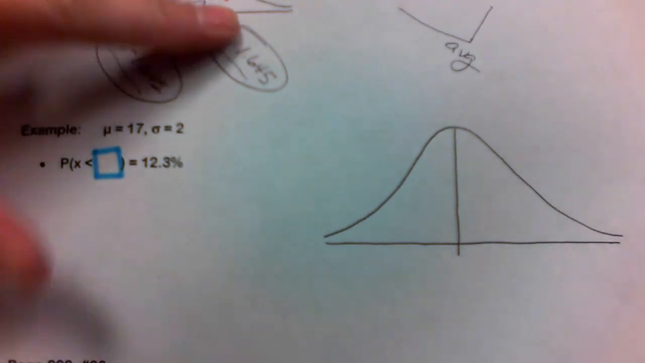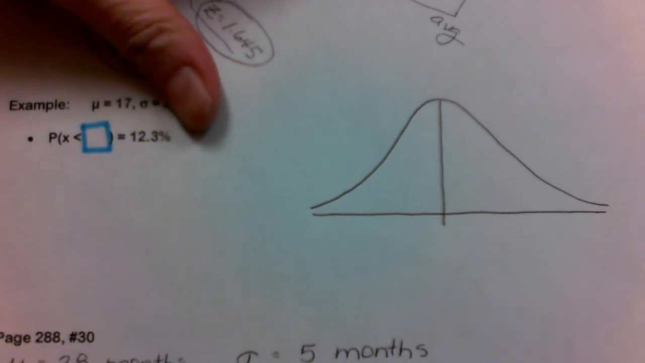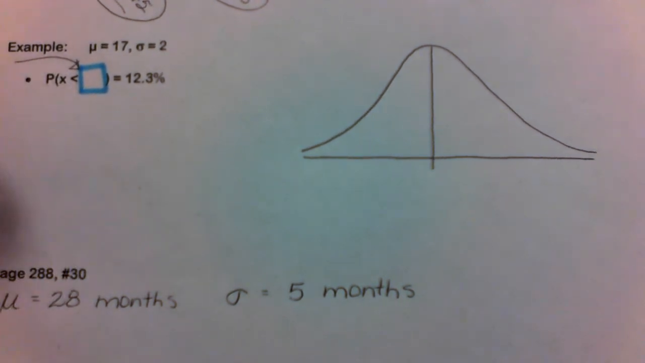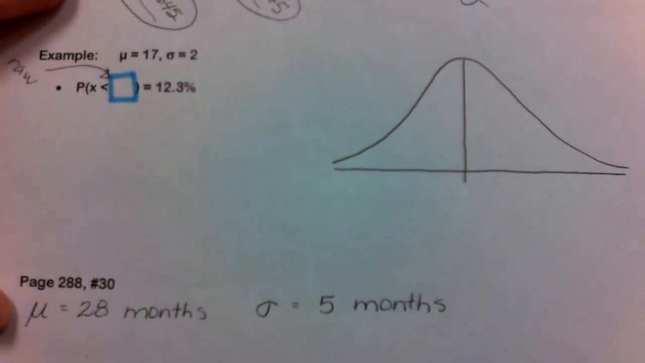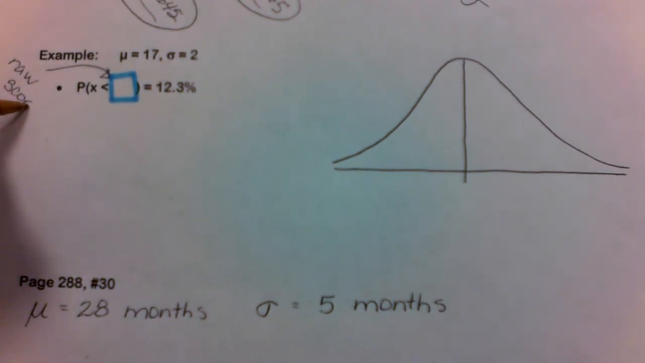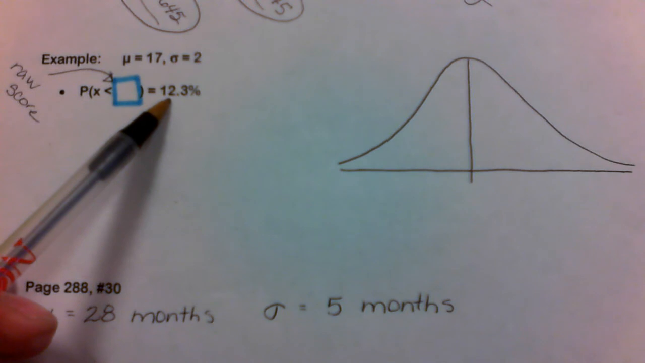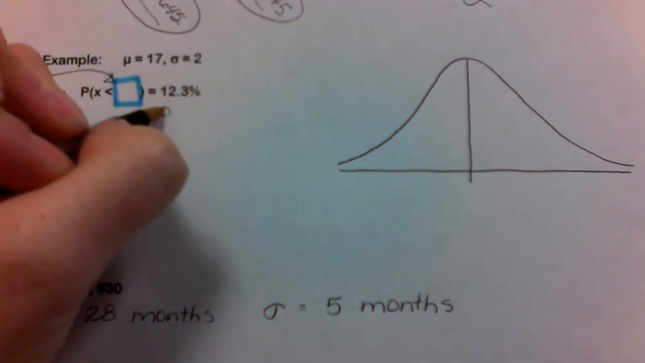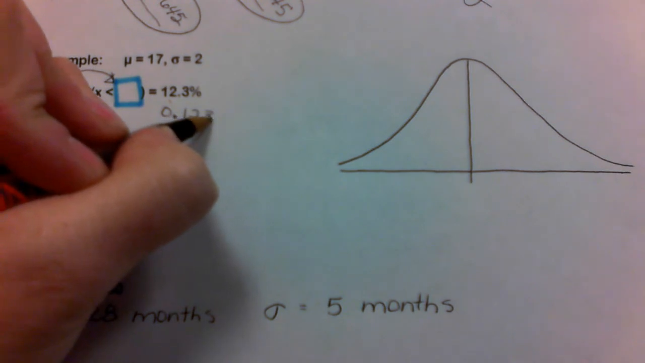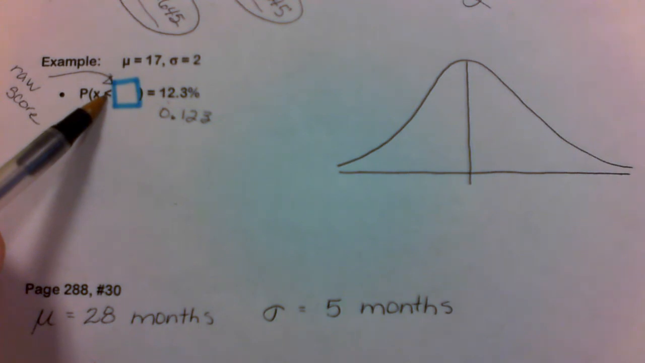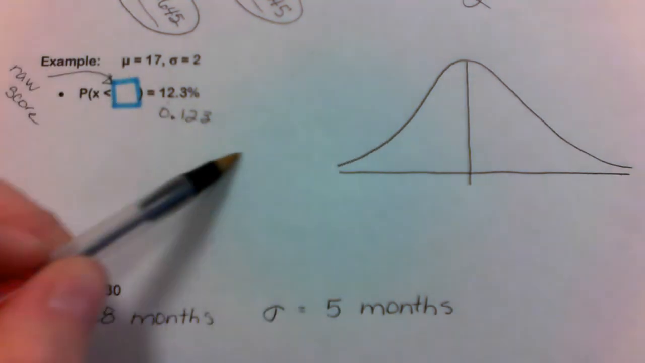All right, now let's take that and apply and see the situations where you might encounter this. Okay, this reads, the probability that x is less than some number. Well, since it's labeled x, then I know that the number I'm looking for is a raw score or a real life value. And it equals 12.3%. So the probability is what it's giving me of 0.123. So this is the probability that's given. Now it's a less than, so that tells me my shading is to the left.